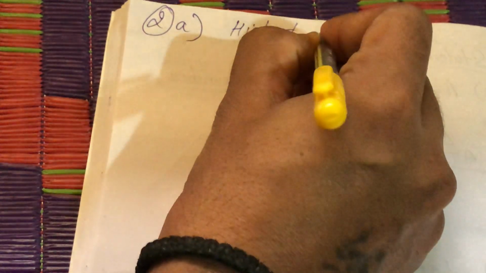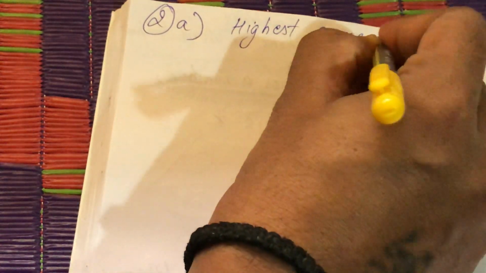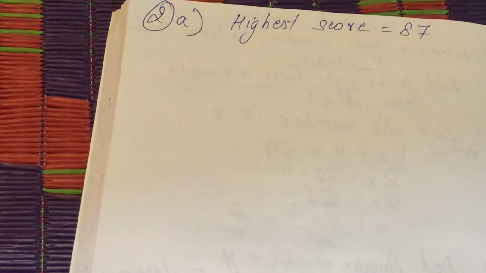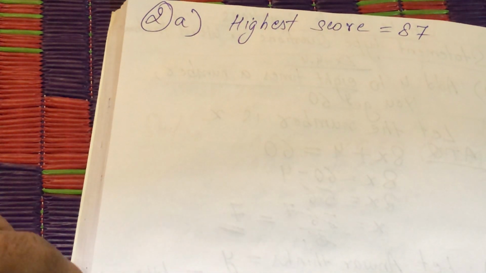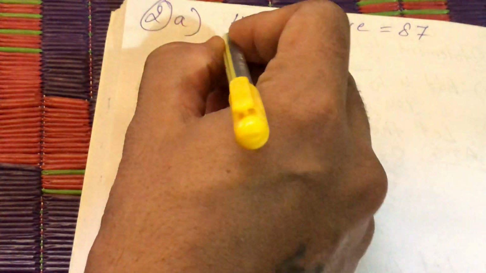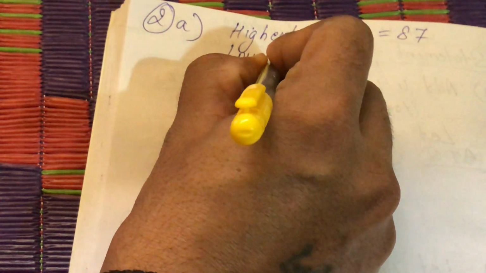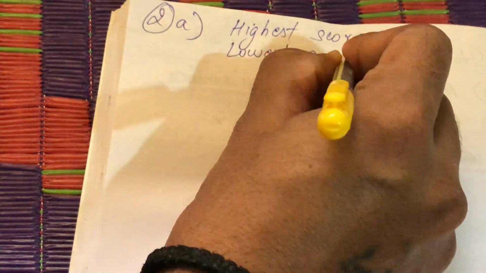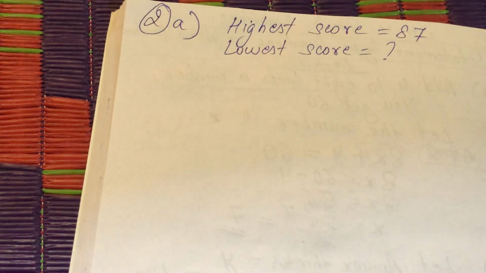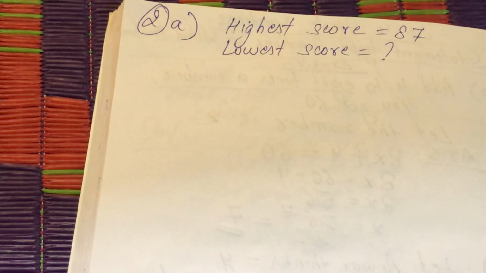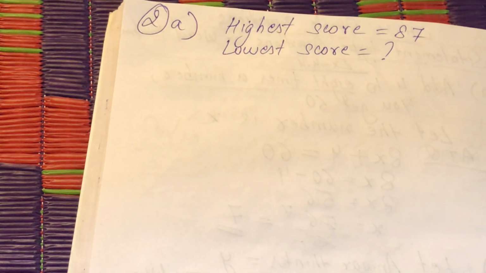The highest score is given. Highest score is 87. Lowest we need to find out. Question में देखो, you can check what is the lowest score. Lowest हमें निकालना है. Okay. So the teacher tells the student the highest mark obtained by a student in her class is twice the lowest. Lowest के double हैं, twice the lowest.